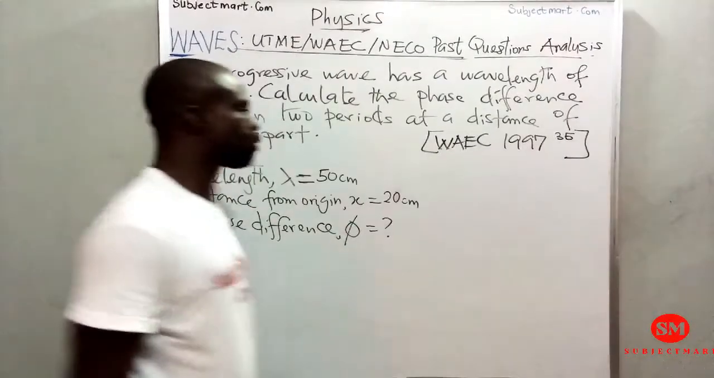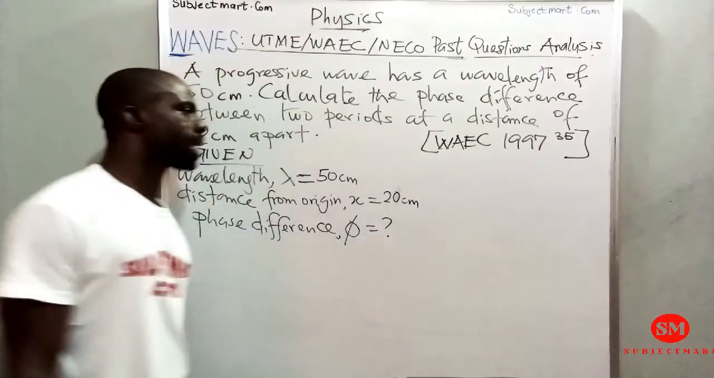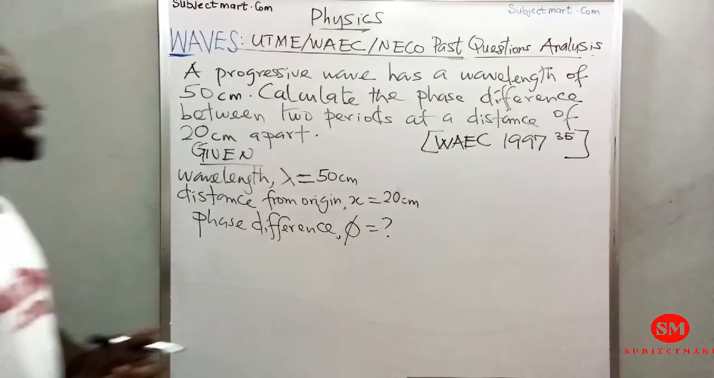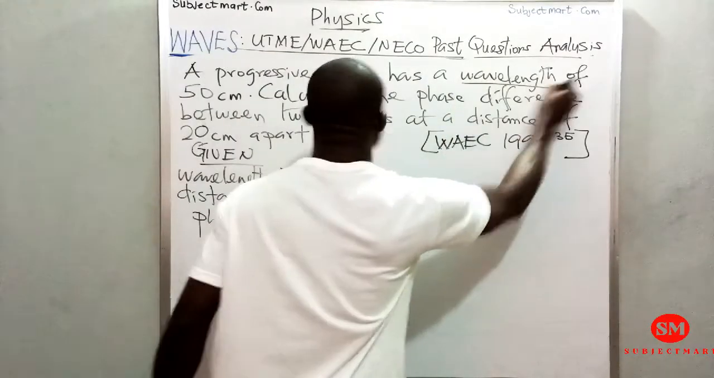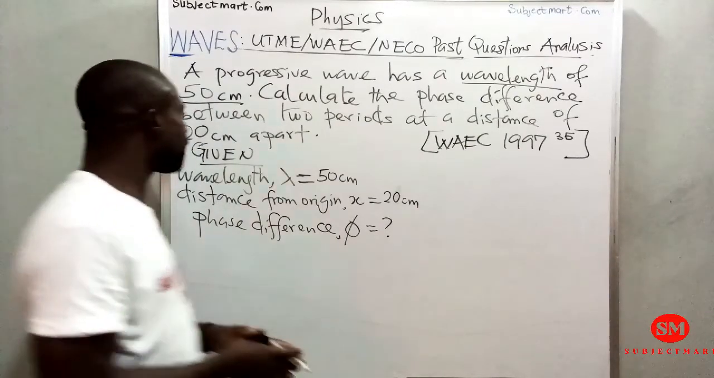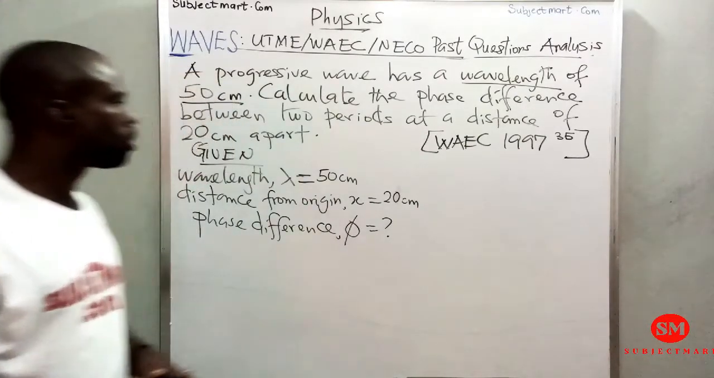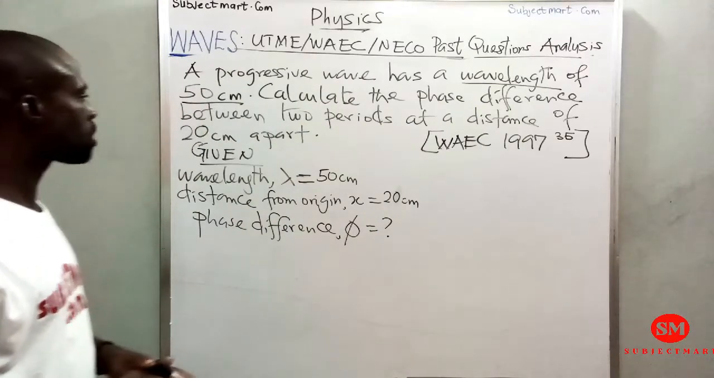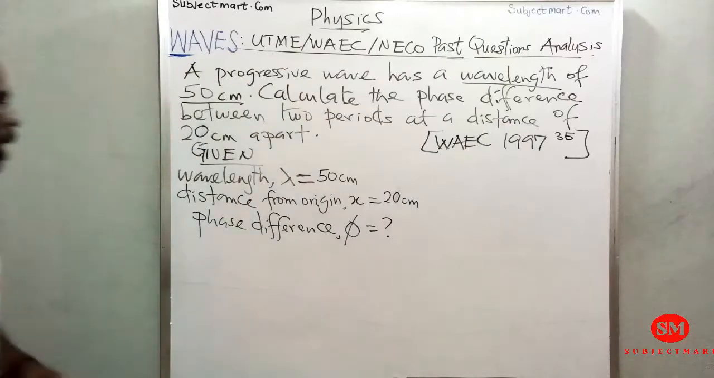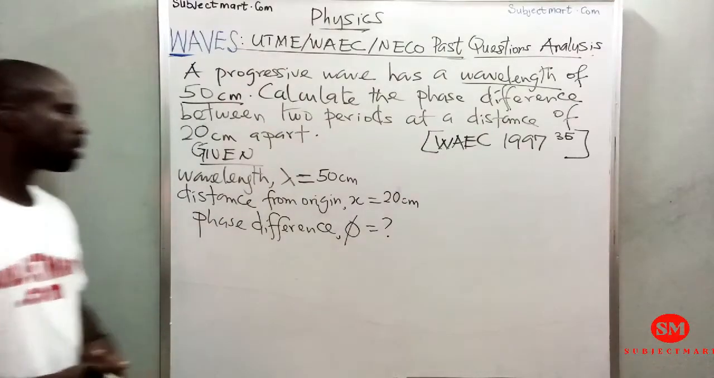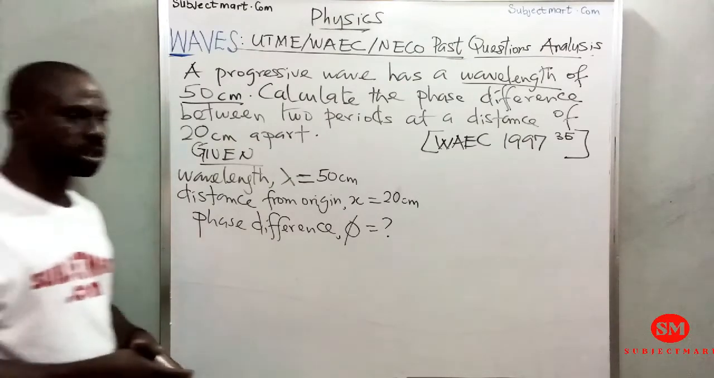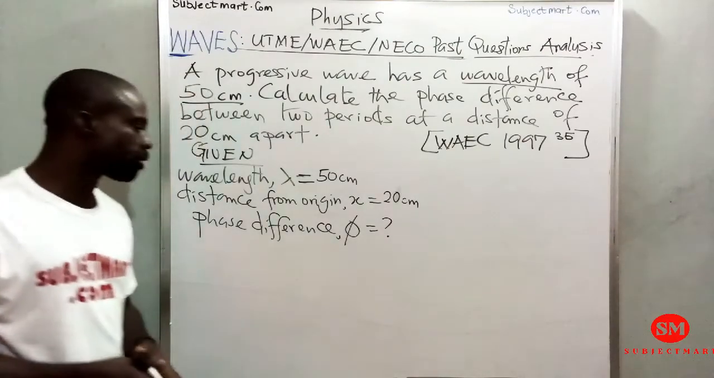That is the answer for the third overtone of that closed pipe. Another question from WAEC, year 1997, number 35. It says, a progressive wave has a wavelength of 50 centimeters. Calculate the phase difference between 2 points at a distance of 20 centimeters apart. Now we have wavelength that is 50 centimeters and distance x is 20 centimeters. What is the phase difference?